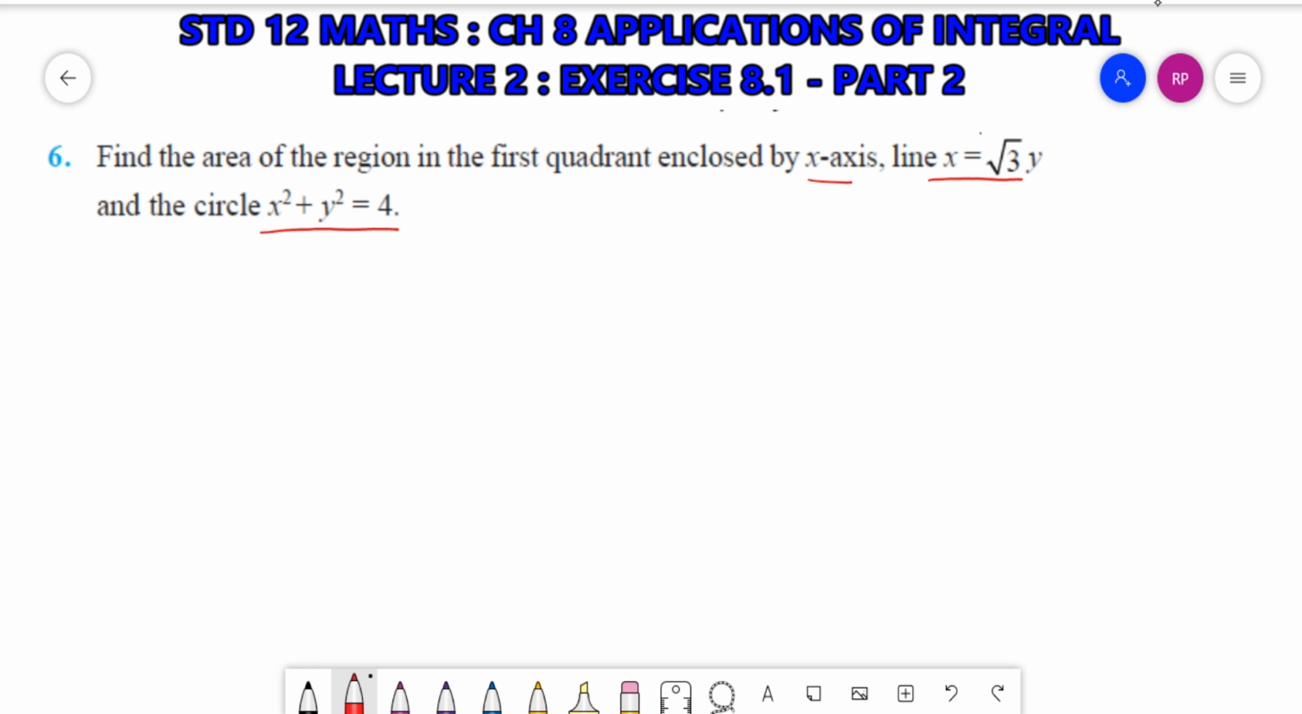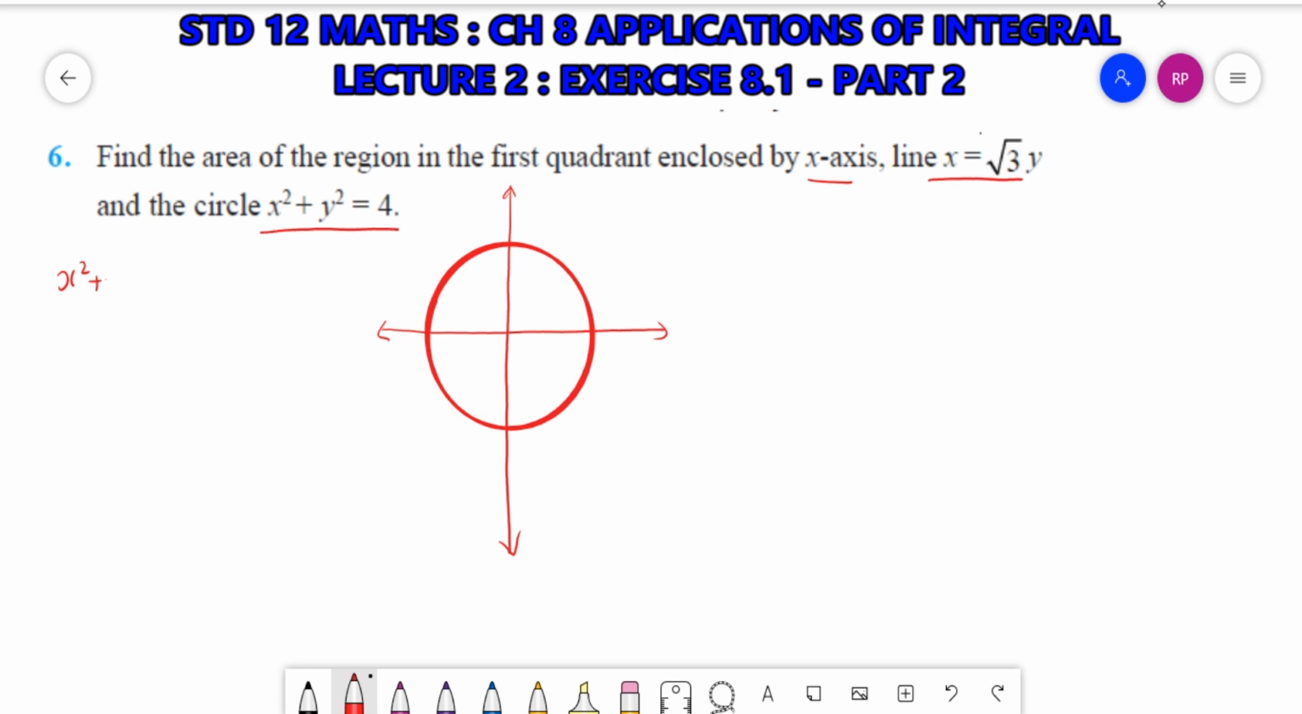First let's draw the circle and the line. Let this be the circle, x square plus y square is equal to 4. That implies the radius of the circle is 4. This point would be 4, 0, and this is the origin 0, 0. Now the line given is x equal to root 3 y.